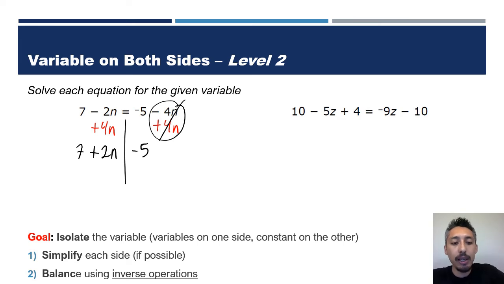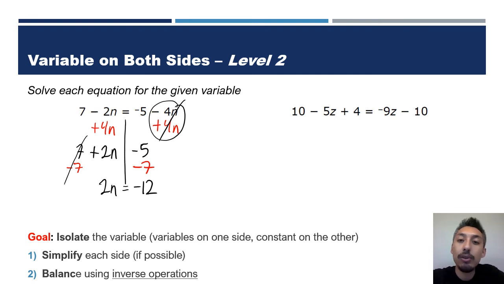Next, again, we're trying to get our variable by itself, so we have to get rid of the 7 and the 2 on the left side. Let's start off by getting rid of the 7. It's a positive 7, so to get rid of that, we're going to subtract 7. And whatever we do to one side, we need to do the same thing to the other side. 7 minus 7, that's a 0. So we bring down the 2n, and this is equal to negative 5 minus 7, which is a negative 12.